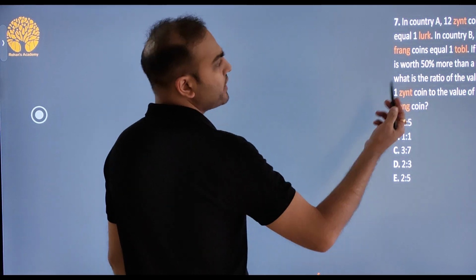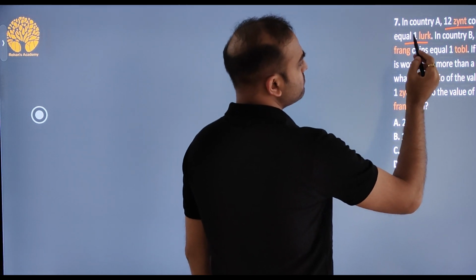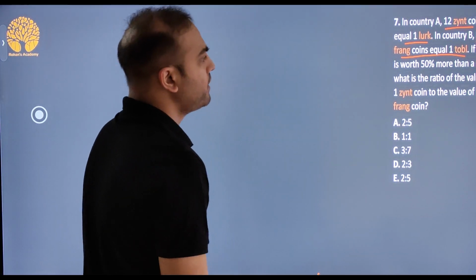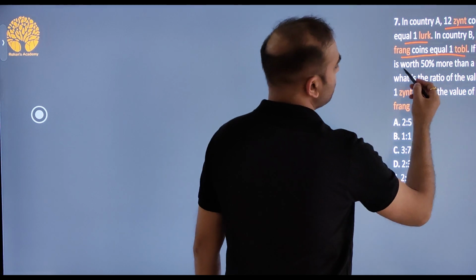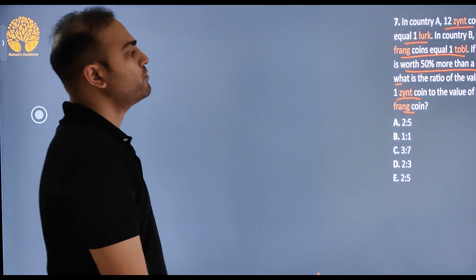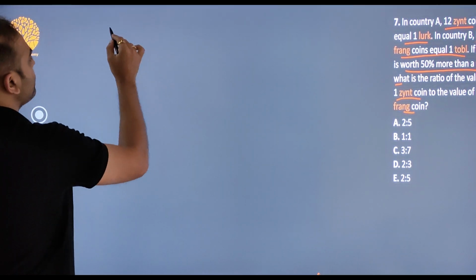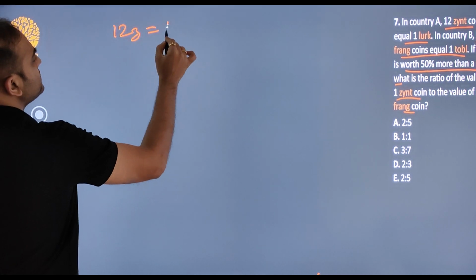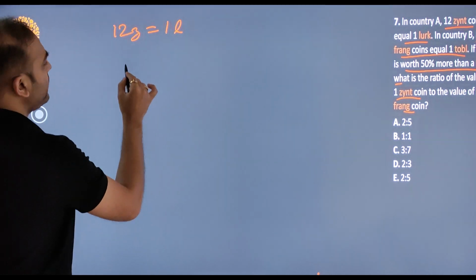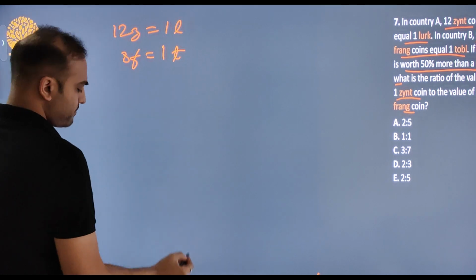Moving on, guys. So we have country A, 12 Zint coins is 1 lurk. Country B, 8 franc coins is 1 tobble. Lurk is 50% more than tobble. Ratio of Zint to franc. We need to find a relationship between Zint and franc. What do we know? 12Z is equal to 1L and 8F is equal to 1T.